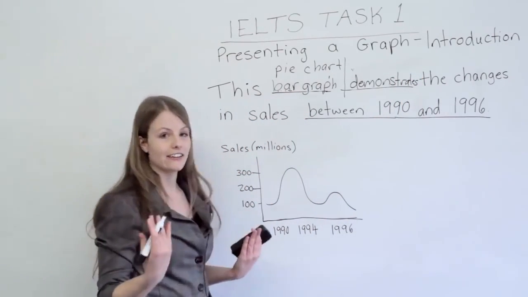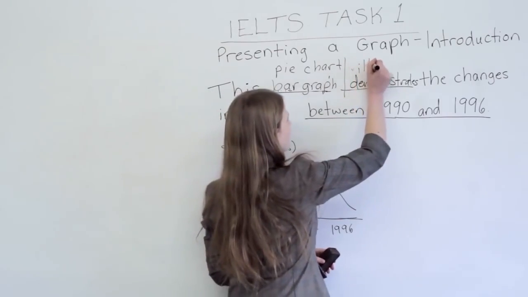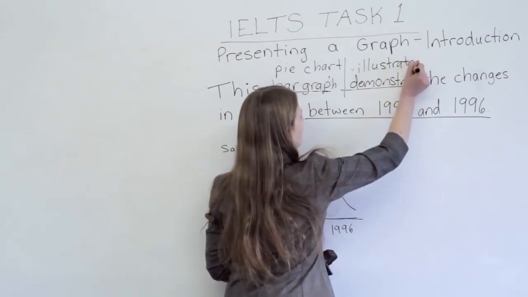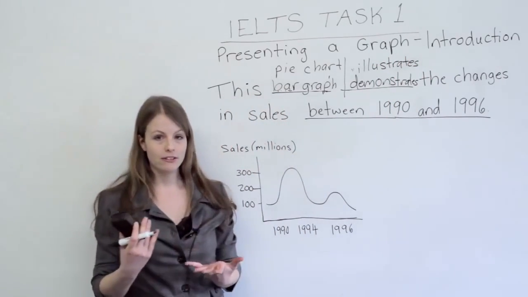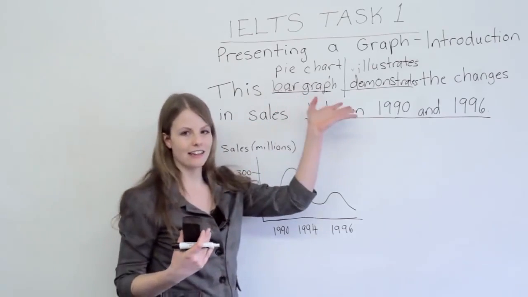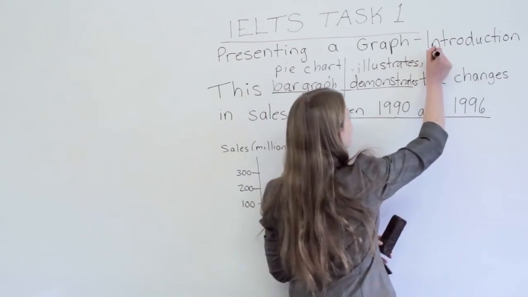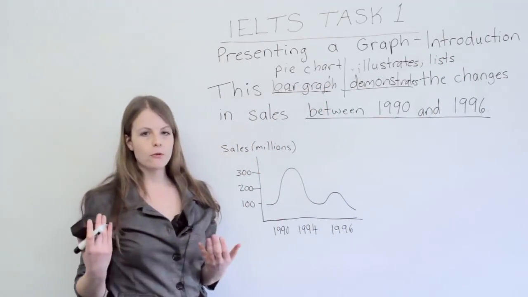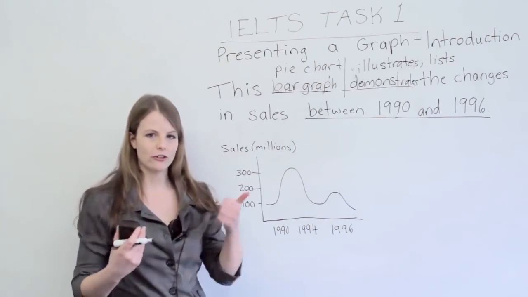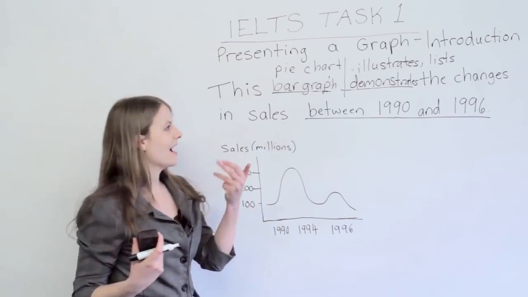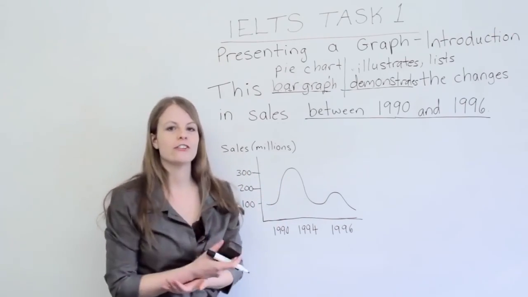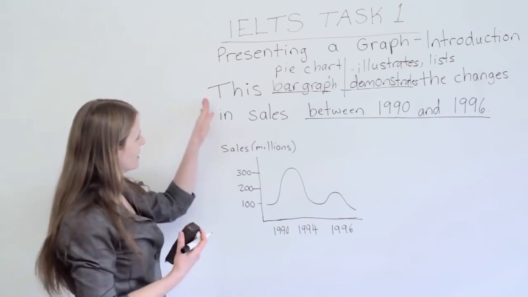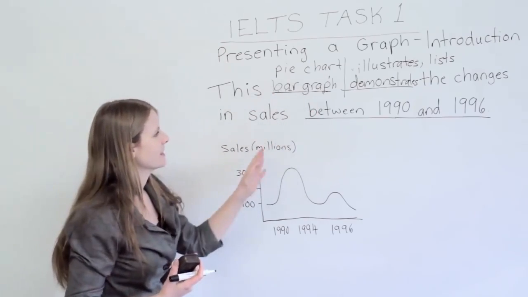This bar graph illustrates. If you're doing a table, you could say this table lists. So what you want is a verb similar to these: shows, demonstrates, represents, illustrates. These are all really good verbs to use for the first sentence of your introduction. So this bar graph demonstrates.